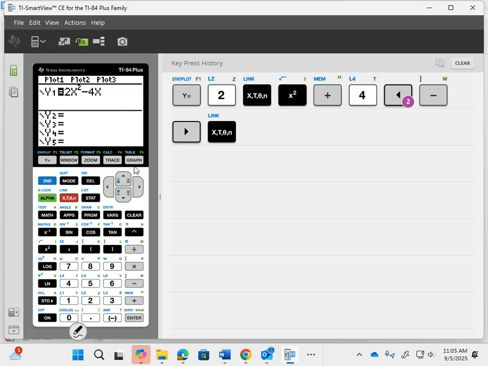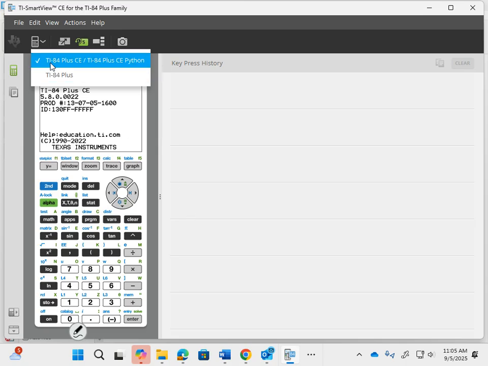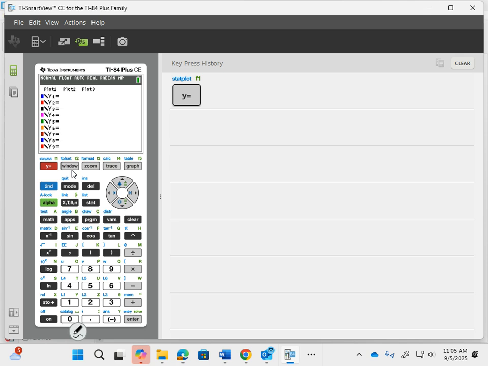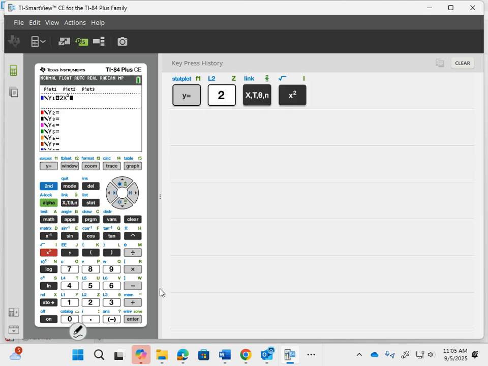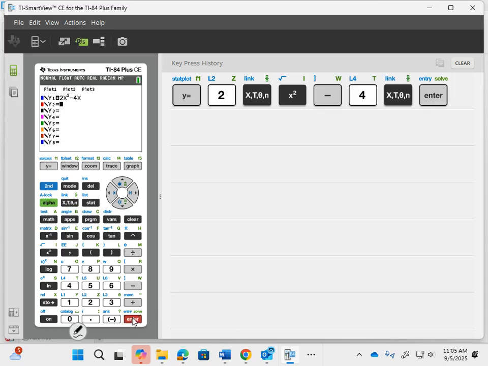And then if you go and hit graph, I'm going to pick my colored one. I got to retype it in. And you go and hit graph, and it looks like this.